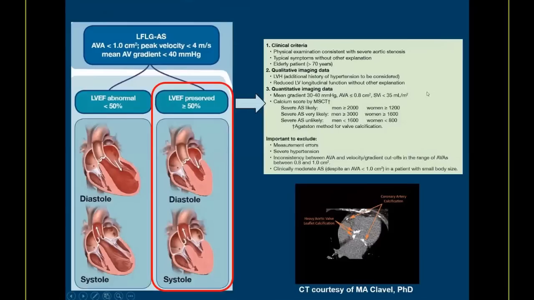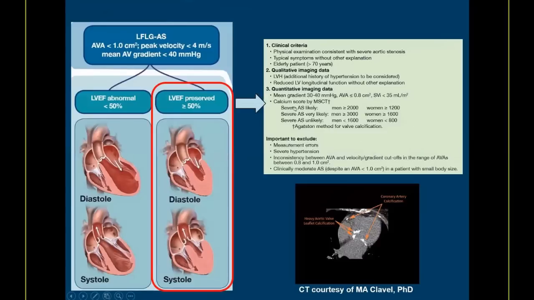Also important to look at the imaging data. Is the LV hypertrophied? Is there a history of hypertension? Also, studies have shown that the global longitudinal strain is decreased in these patients. And then the quantitative imaging criteria, again, is the low flow, low gradient, and it has to meet all these criteria.